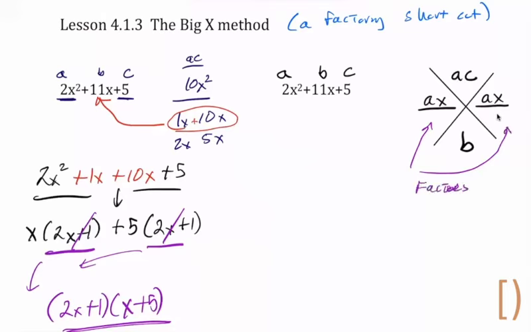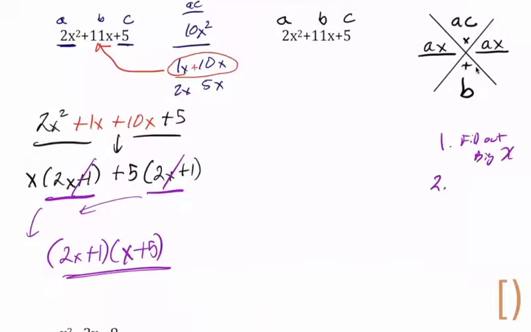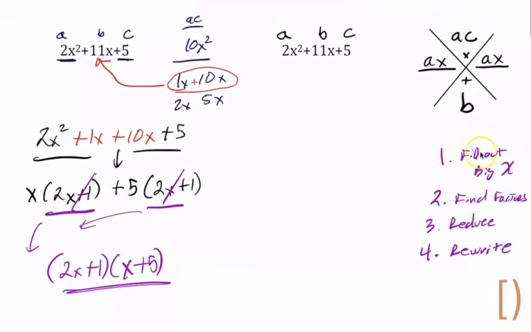And by the way, to help ourselves out, a lot of times you see people do this, just to remind you that the way you get AC is you multiply the first and last to get the top number, and you want to add to get the bottom number. So now that we have that squared away, let's talk about the method of doing this. One, we're going to fill out the big X. Two, let's find the factors. Three, we're going to reduce. That'll make more sense in a second. And then four, we're going to rewrite. So that's going to be our process of filling the big X, factoring that way.